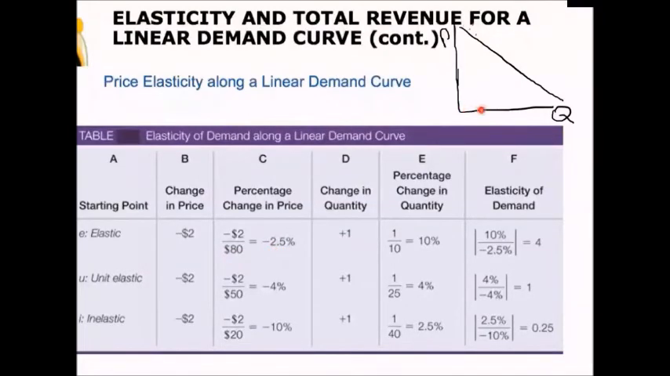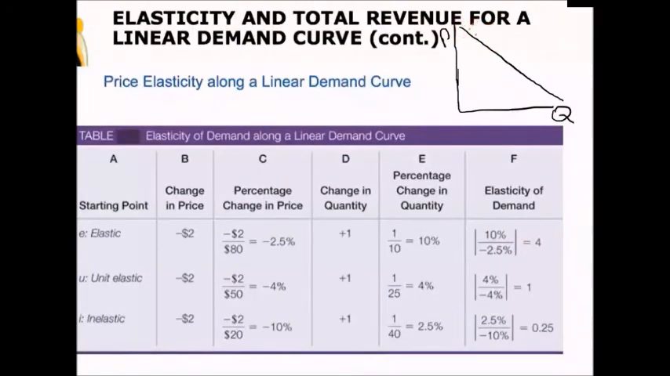Now, when we look at the demand curve in this portion, quantities are relatively small. So a 1 unit increase in quantity is a relatively large percentage change. So we have a large change in quantity divided by a small change in price in percentage terms. That gives us an elastic demand curve.